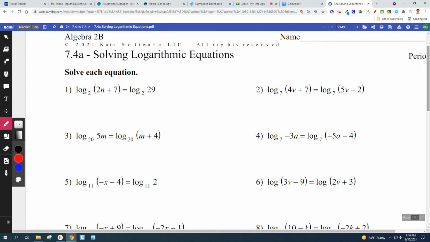7.4, we're going to solve logarithmic equations. So you can see each of these equations has a log in it, and it says log base 2. Number 1 says log base 2 of 2n plus 7 equals log base 2 of 29.